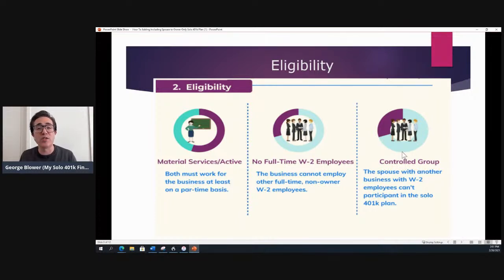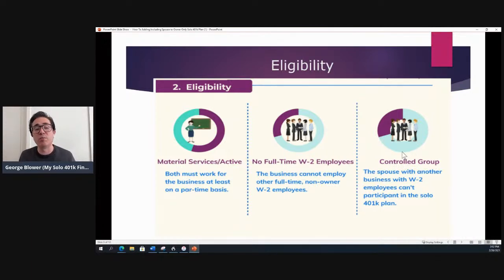So there are exceptions. If you don't own 100%, the controlled group rules may not apply. You also need to consider the affiliated service group rules. So things can get a little complicated. It's definitely something that you would want to review with your tax advisor if you do have an ownership interest in another business with employees.